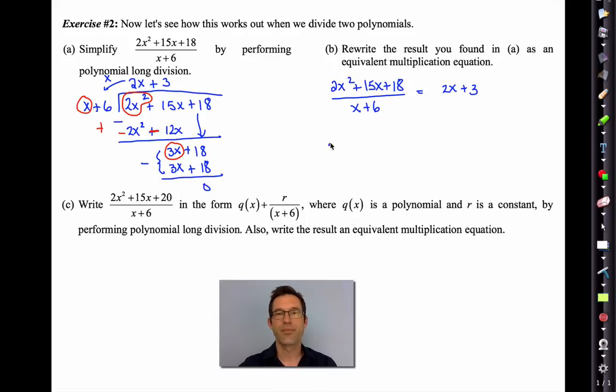All right. Well, it just means the following. 2x squared plus 15x plus 18 equals 2x plus 3 times x plus 6.